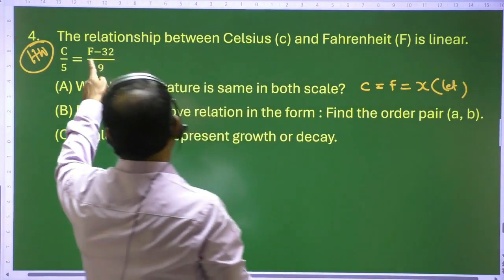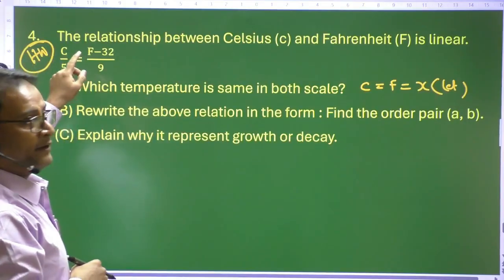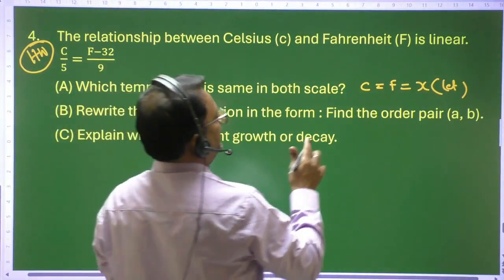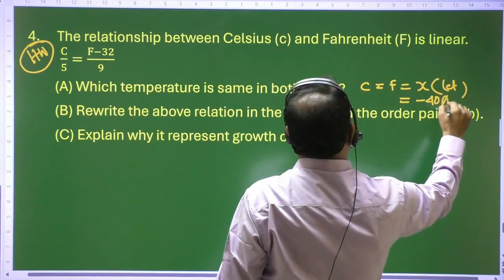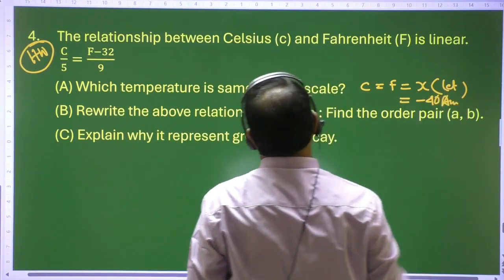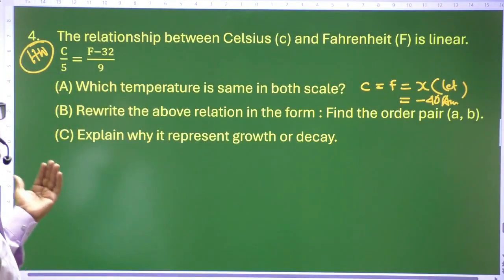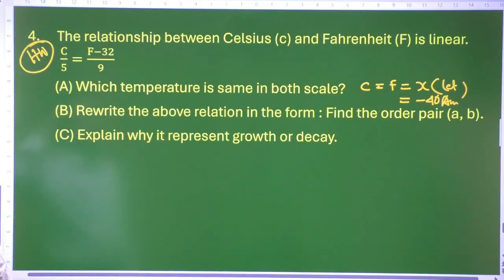Now you can plug the value of C, F as x and you can find out this value will be minus 40. So this minus 40 degree temperature will be same in both the scales. Now explain why it represents growth or decay.